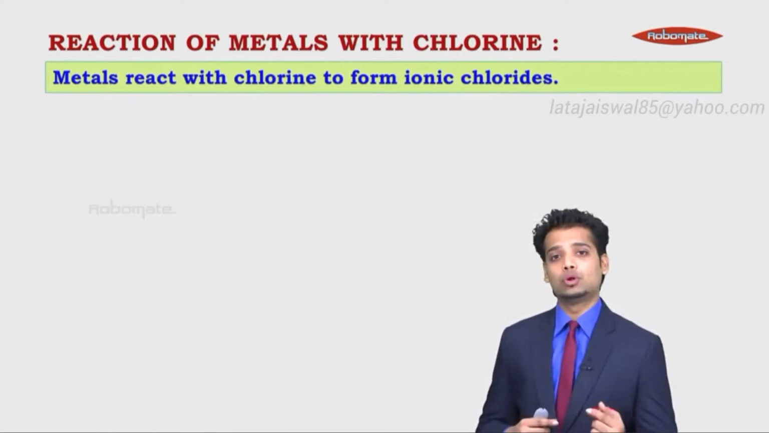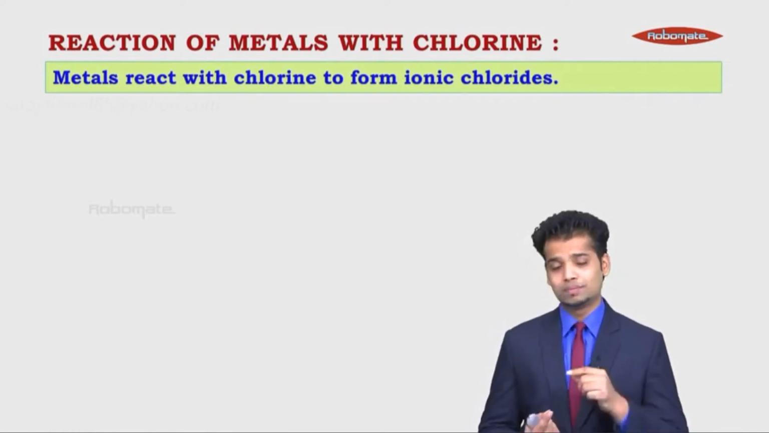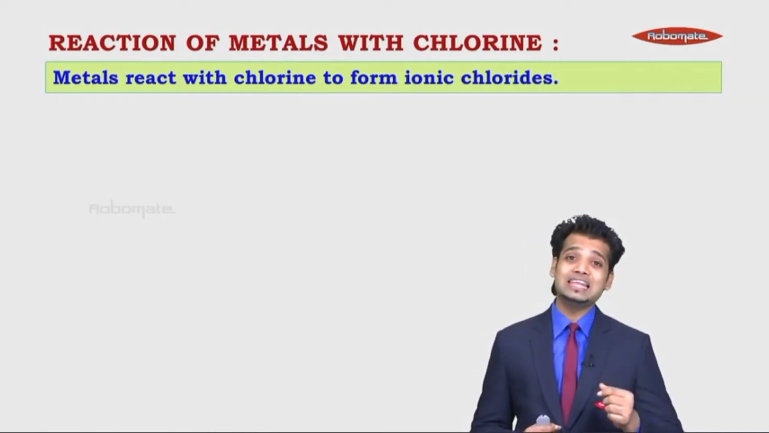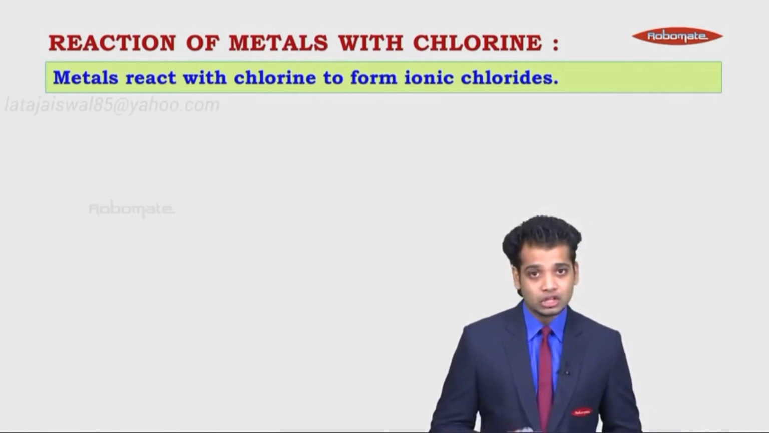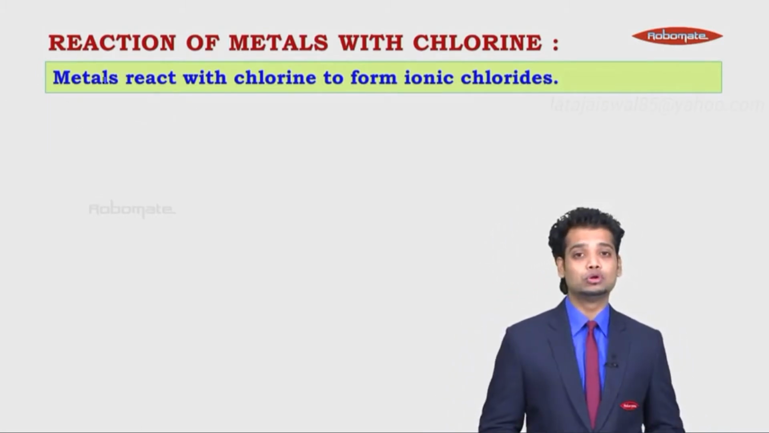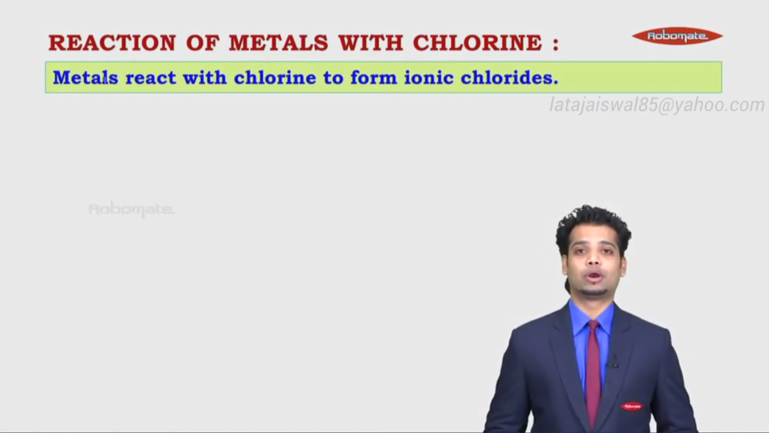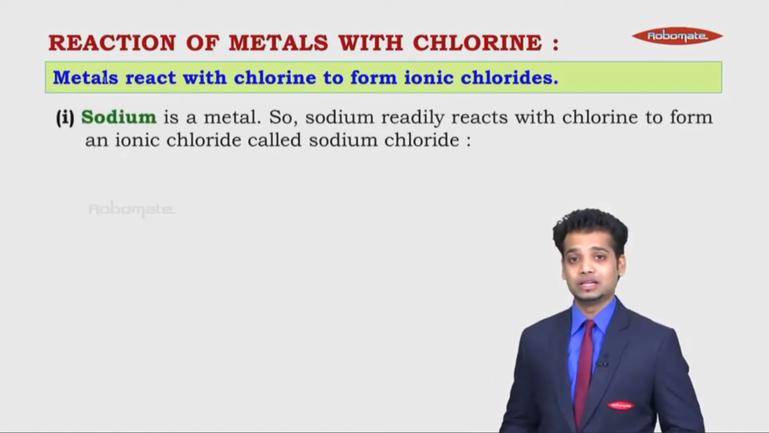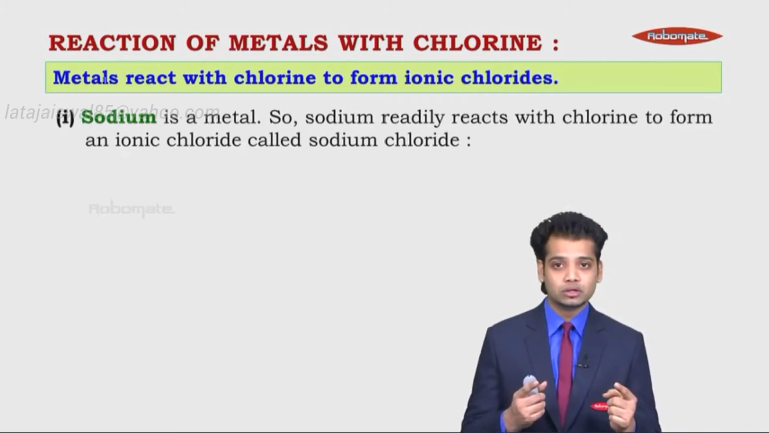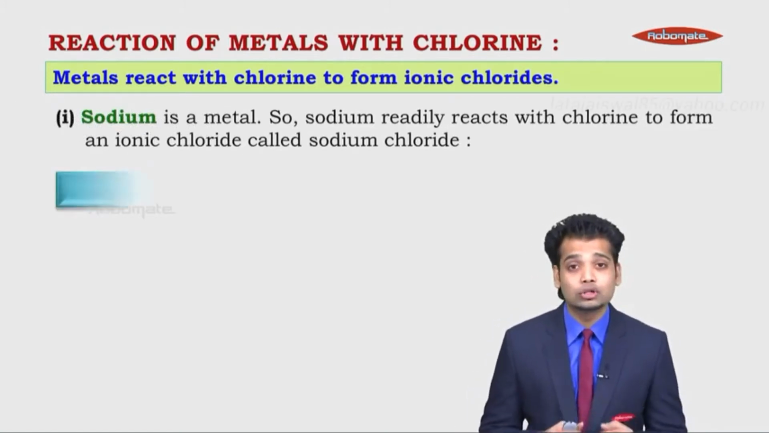Metals react with chlorine. Why do metals react with chlorine? Metals are electropositive in nature and chlorine is highly electronegative. So metals can donate one electron and chlorine can accept those electrons to form an ionic chloride. So sodium is a metal. Naturally, it is going to readily react with chlorine to form an ionic chloride called sodium chloride.